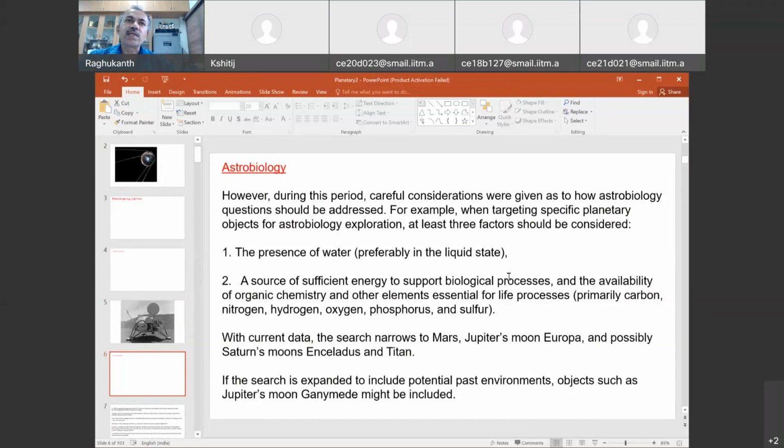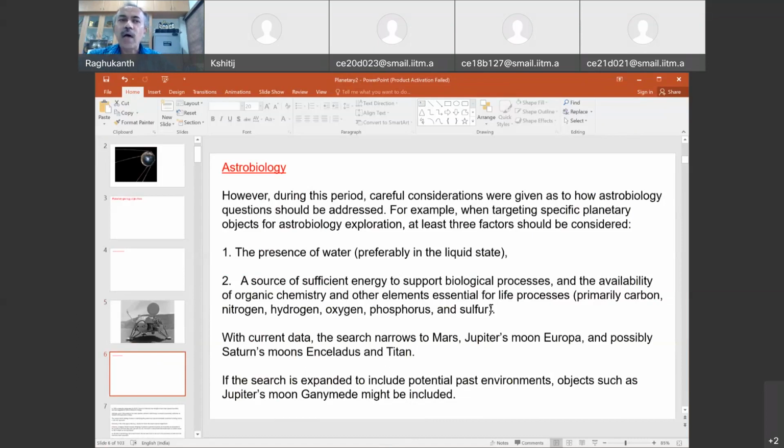That is, the presence of water. If you want to have life, water is very important, and essentially in a liquid state. So astrobiology also wants to know whether water is available in a liquid state. The second objective is sufficient energy to support biological processes, and organic chemistry: carbon, nitrogen, hydrogen, oxygen, phosphorus, and sulfur. Whenever a spacecraft is sent, it will have instruments to detect water and then carbon, nitrogen, hydrogen, and all these elements.